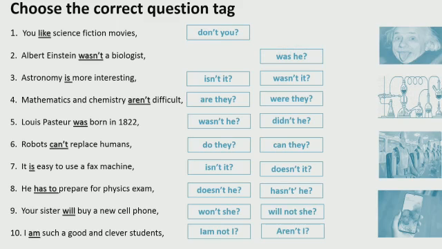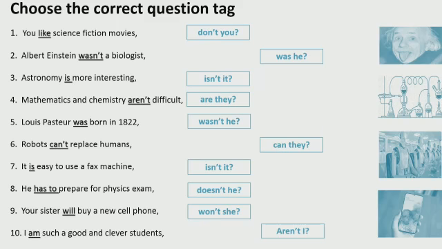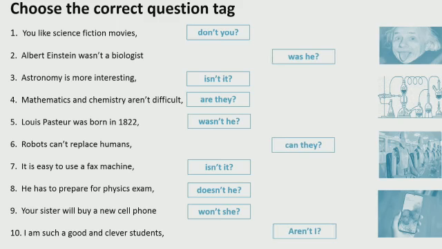Very good. The third one, it should be isn't it. Good. The fourth one should be are they. Good. And the fifth one should be wasn't he. Good. The sixth one should be can they. 7, isn't it. Good. Number 8 should be doesn't he. And number 9, won't she. Okay. And the last one, it should be aren't I, sorry. And this is the exception we had, and we talked about this one. Okay? So this time, here are the answers.